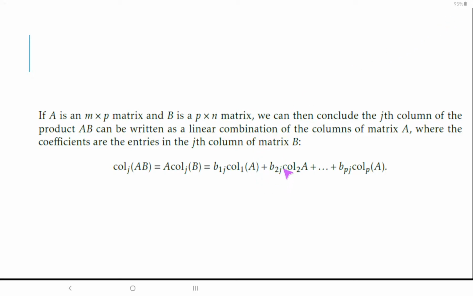Okay? So, we have B2J or B1J. So, B2J, ito yung laman ng jth column ni B. Okay? And then, i-multiply lang natin siya sa mga columns ni A. So, nagkaroon ulit tayo ng following value. Okay, so B sub 1J times the first column of A, B sub 2J times the second column of A, etc. Okay, so what this value gives us is the jth column of AB.